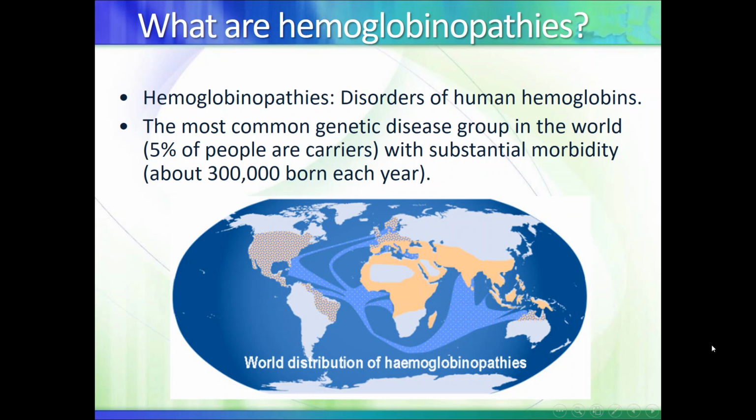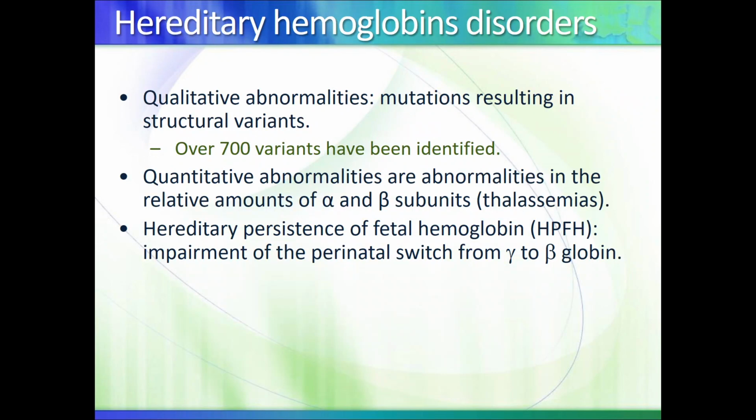Now, if you look at the map, notice how most of these hemoglobinopathies concentrate in the old world, specifically in the Middle East. So, moving on, there are different ways of classifying hemoglobinopathies depending on the outcome of the disorder itself. So the first type is what is known as qualitative abnormalities or qualitative hemoglobinopathies.